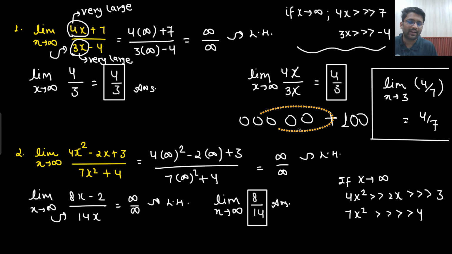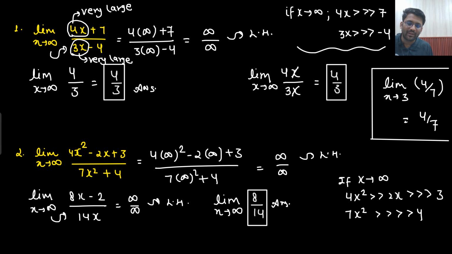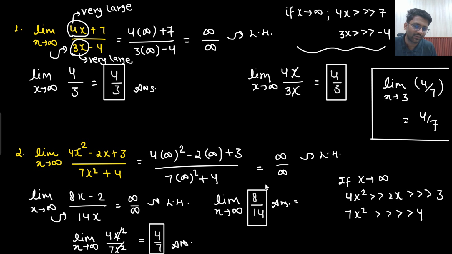So eventually, how can I replace it? The rest of the other things could be ignored. So I can simply replace it in this manner. As x tends to infinity, this will become 4x square divided by 7x square. This could be ignored and this is also ignored. So what are you getting? The answer is simply coming out to be 4 by 7, which is the same as 8 by 14. So this is the answer. That's it. 8 by 14 and 4 by 7 are the same, no?